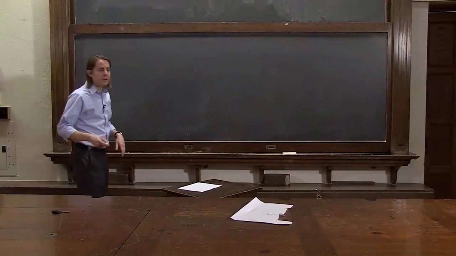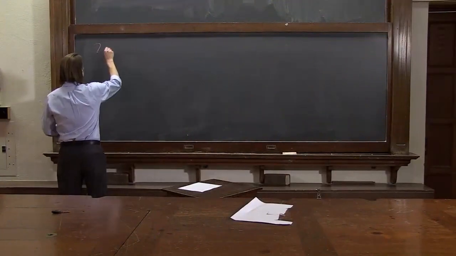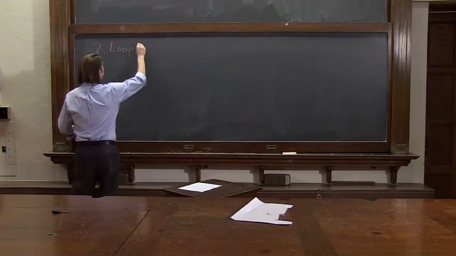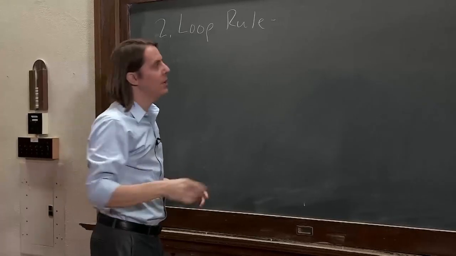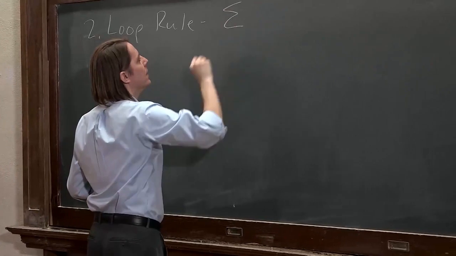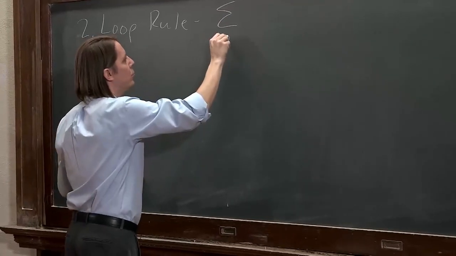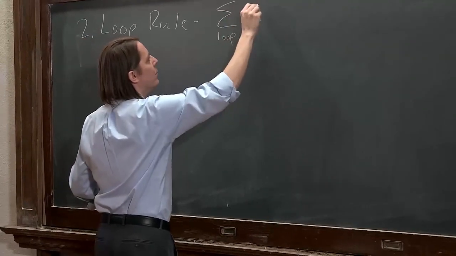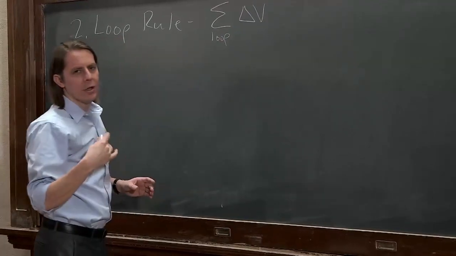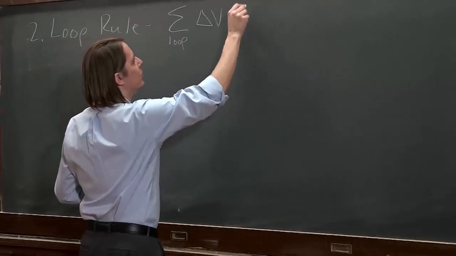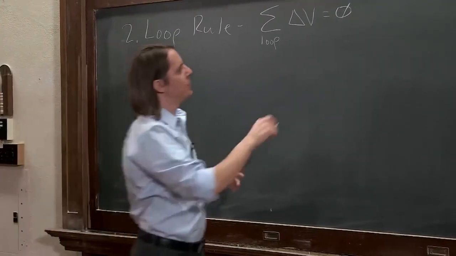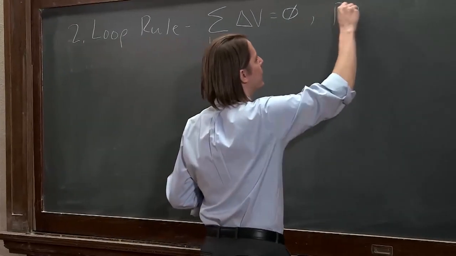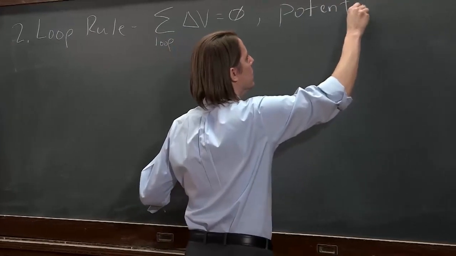And now we have Kirchhoff's second rule, the loop rule. Mathematically, it's also a sum. It's the sum, if we go around a loop, that all of the potential differences on the different elements in the circuit will equal 0. So the potential difference, in words, potential difference around a loop is 0.